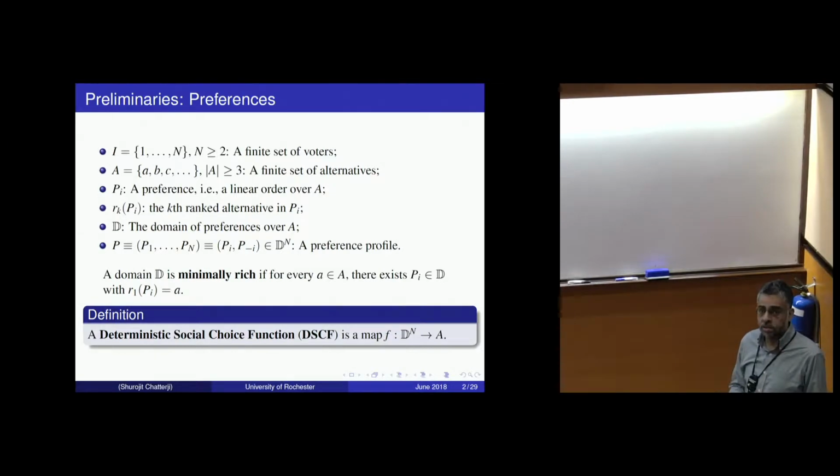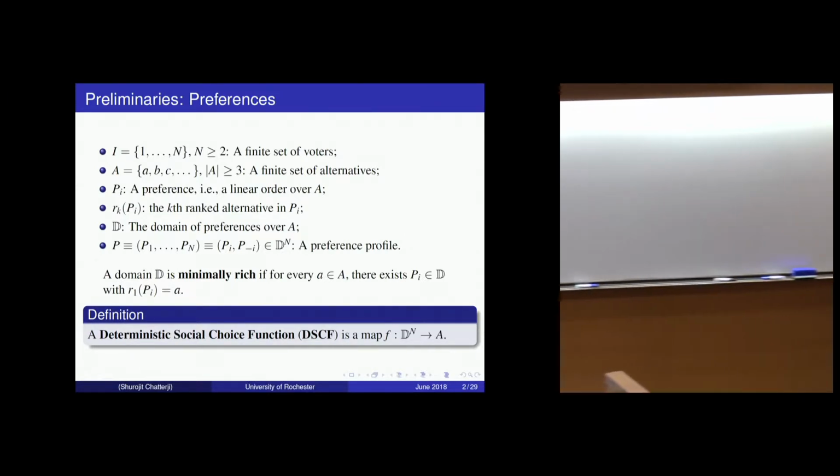So this shows that the Gibbard-Satterthwaite negative result is in fact quite robust. And furthermore, that in general, the study of restricted domains is quite nuanced. How you restrict the domain matters a lot.